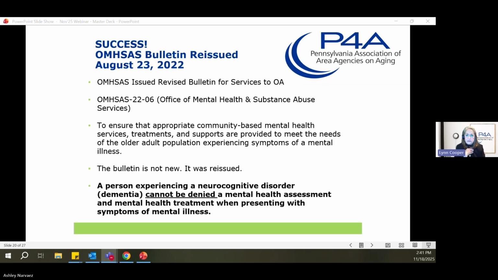Our area agencies on aging do not provide mental health services. We do not provide crisis services, and we do not provide drug and alcohol treatment of any kind. And we were able to get the Office of Mental Health and Substance Abuse Services to reissue this bulletin. It helps to have been around for a very long time because we were able to get it reissued.